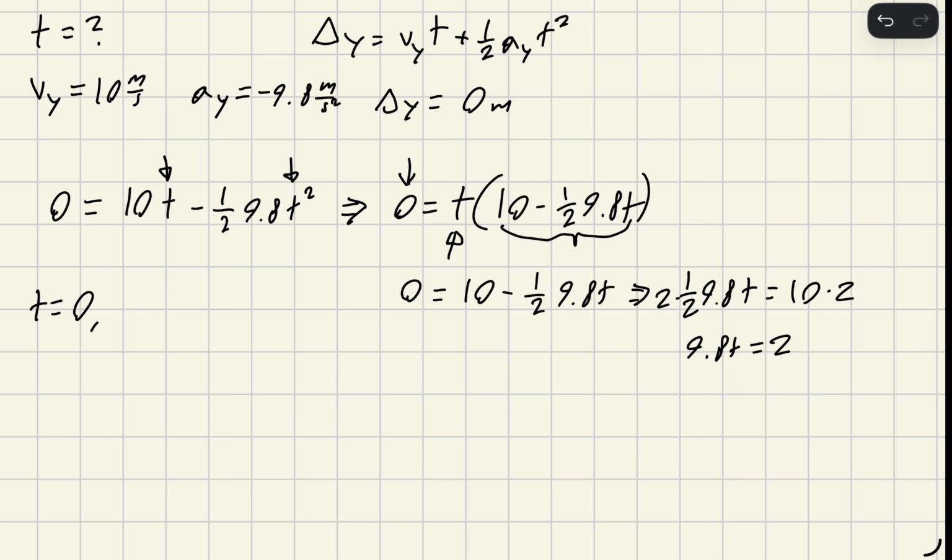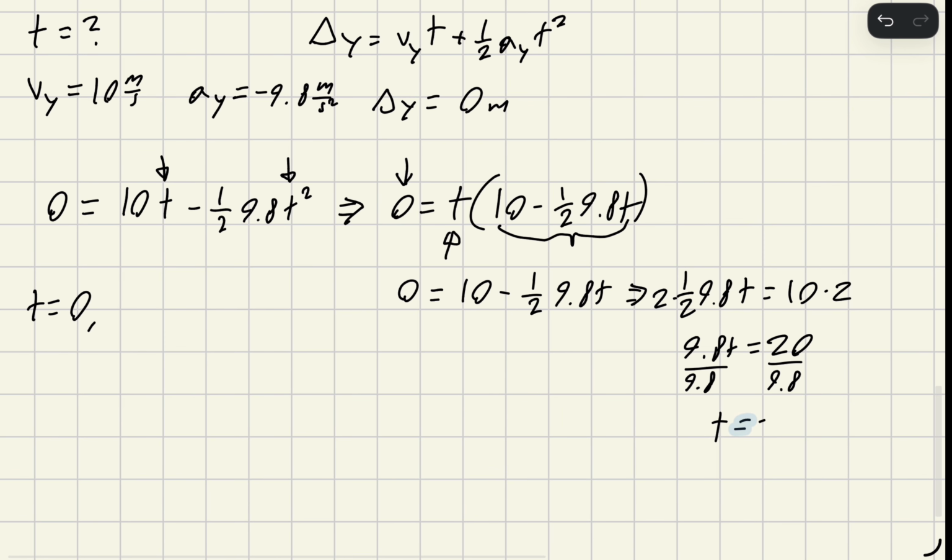And we have 9.8 t equals 20. And then we divide both sides by 9.8. And we get that t is equal to about 2.04 seconds. And these are our 2 values of t. And this makes sense if we look at the path again, because there's 2 instances at the very beginning when time equals 0, and at the very end when time is, we found to be 2.04 seconds, where the change in y, or the location of y, is 0 meters.